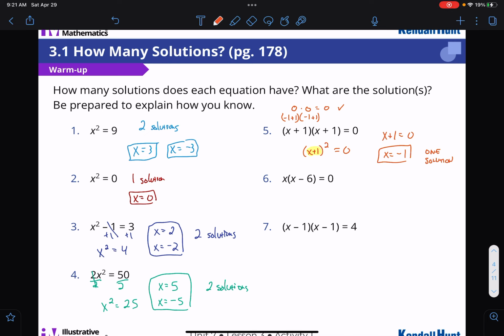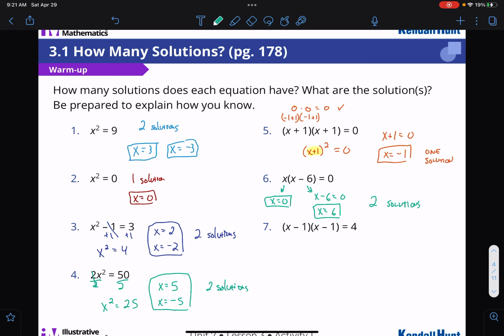Whereas when we get number 6, we have two completely different factors here, right? x and x minus 6. So we can break these off and set these factors equal to 0. There's nothing I need to do here. x can equal 0, but x could also equal positive 6. So this one has two solutions here.